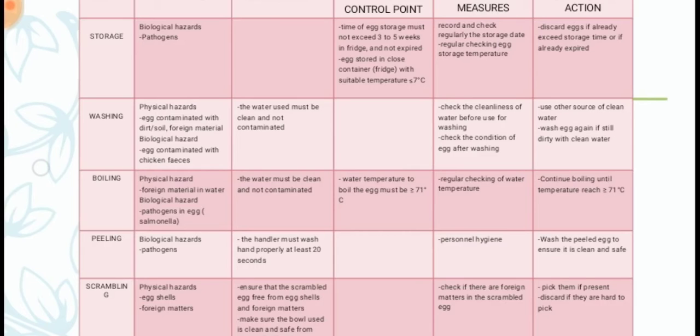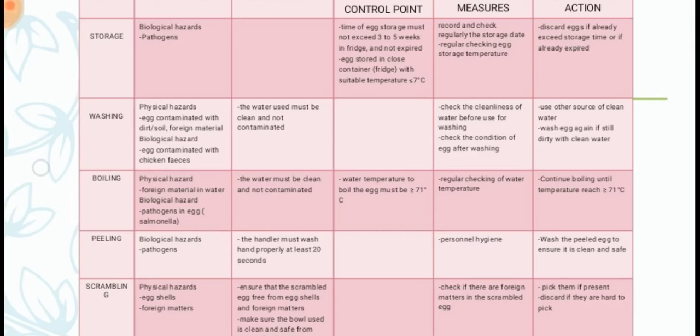For boiling, it has physical hazard and biological hazard. For the CP, the water must be clean. For the CCP, the water temperature to boil the egg must be 71 and above. For preventive measures, regularly check the water temperature, and for corrective action, continue boiling until the temperature is 71 and more. For peeling, biological hazard, the CP is that the handler must wash hands.